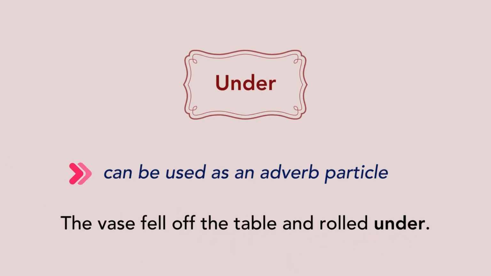Moreover, under can be used as an adverb particle. For example, the vase fell off the table and rolled under. In this sentence, under is used as an adverb particle to describe the direction of the rolling action.